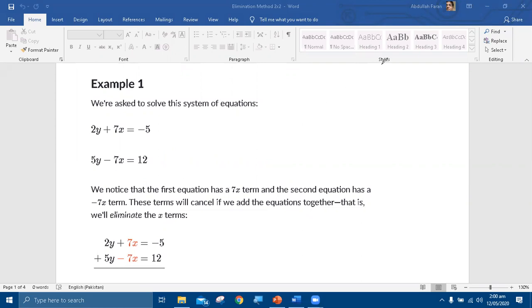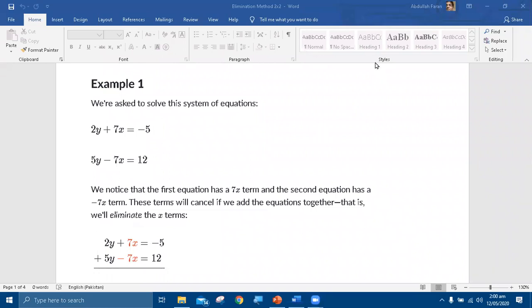Now you notice, first of all, that the first equation has a plus 7x term, and the second equation has a minus 7x term. What we do in this elimination process is we add the two equations together or subtract the two equations in such a way that one variable is eliminated. So we'll add the two equations. These terms will cancel if we add the equations together. That is, we will eliminate the x term.